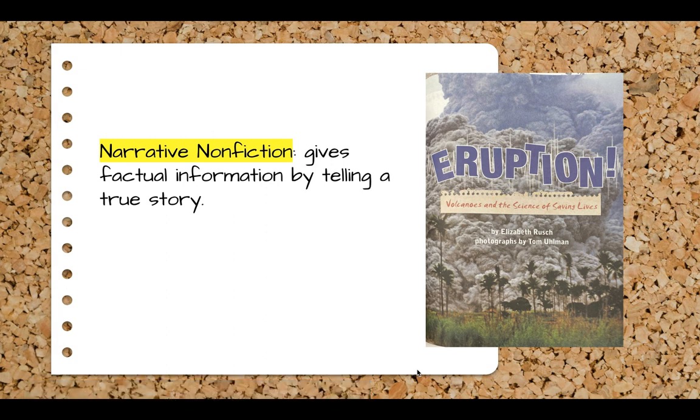You're about to read a narrative nonfiction text called Eruption: Volcanoes and the Science of Saving Lives. Well, what is narrative nonfiction? Narrative nonfiction gives factual information by telling a true story. When reading narrative nonfiction, good readers pause from time to time to make a prediction or guess about what will happen next in the story. Making a prediction helps the readers to stay engaged with the text and better understand what they're reading as well.